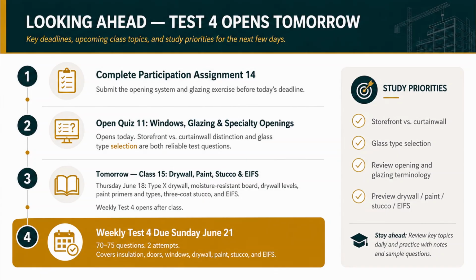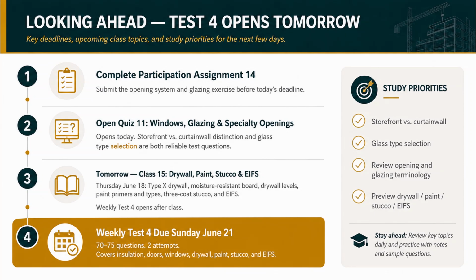Wrapping up. First, complete participation assignment 14, the opening system and glazing exercise, due before today's deadline. Second, quiz 11, windows, glazing, and specialty openings, opens today, and let me flag 2 reliable test ideas. The storefront versus curtain wall distinction and glass type selection are both strong, dependable test questions. Know them cold. Third, tomorrow is Class 15, drywall, paint, stucco, and EIFS.